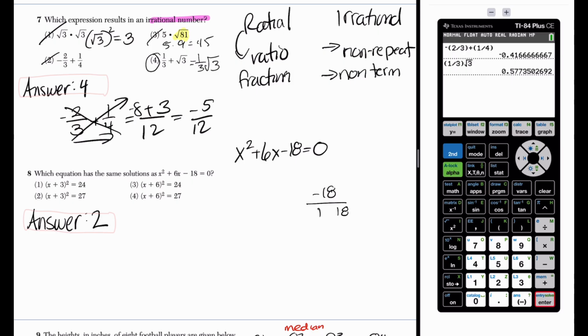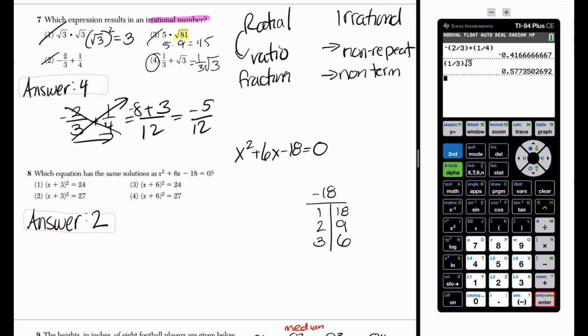So I have 1 and 18, 2 and 9, and 3 and 6. None of these is going to give me a difference of 6. Like, it doesn't happen. There's not a difference of 6 between any of these.